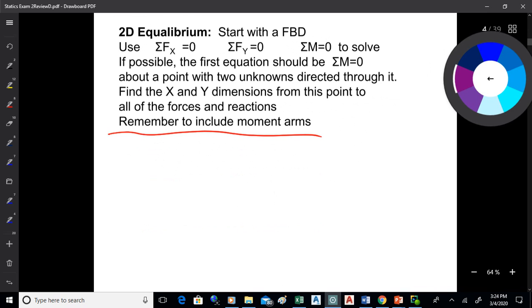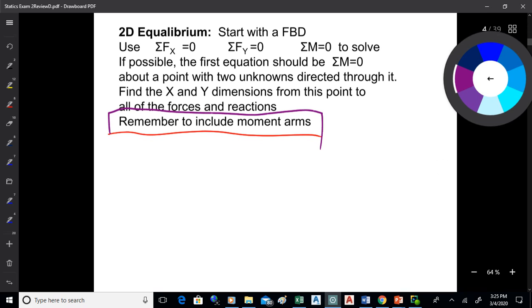2D equilibrium. Start with a free body diagram. Work out the x and y dimensions from the point about which you'll take moments to the forces and find the moments. The moments are an x force for the y moment arm or a y force for the x moment arm. If your answer looks funny, check your moment arms.